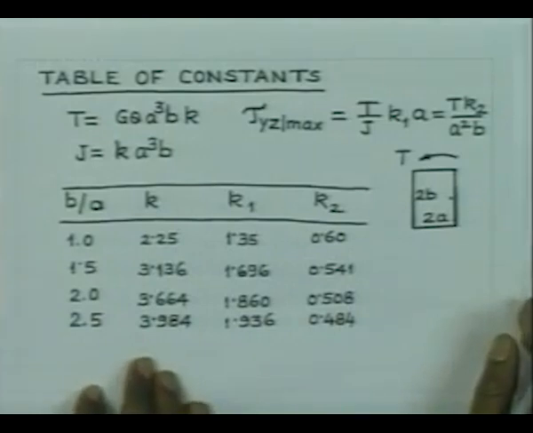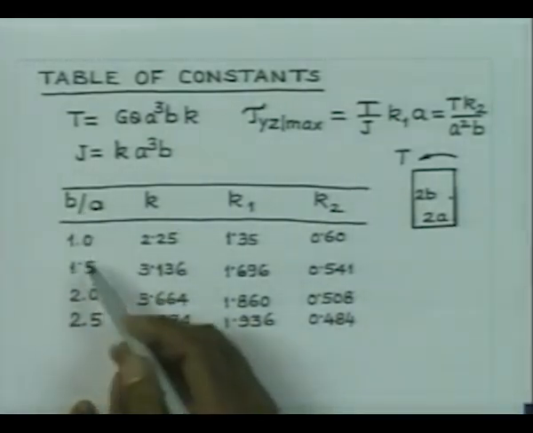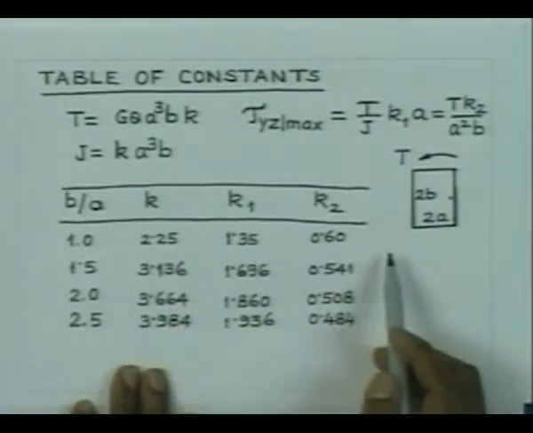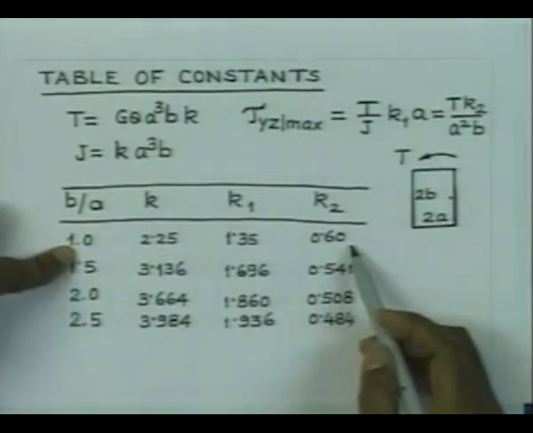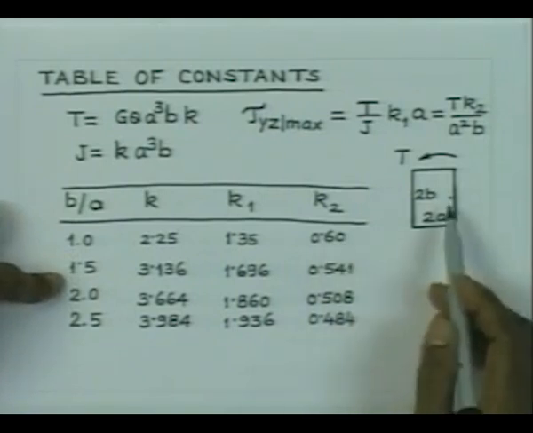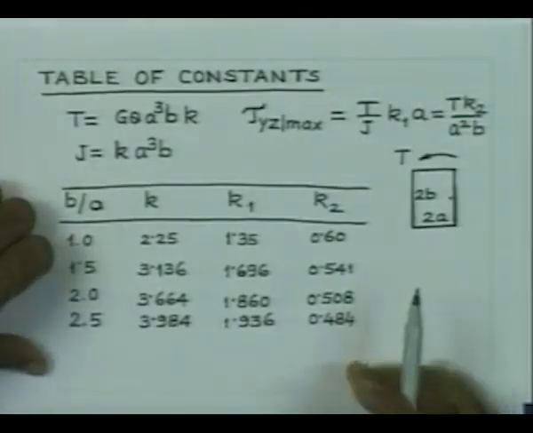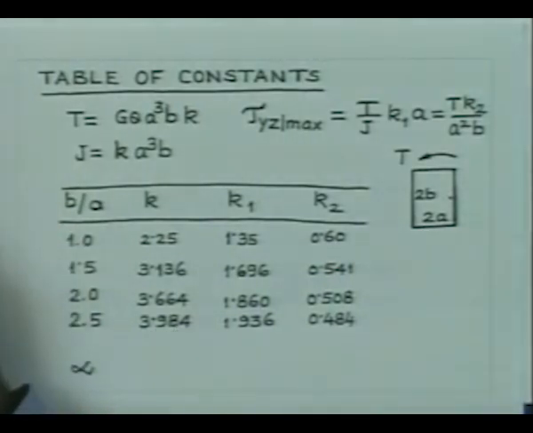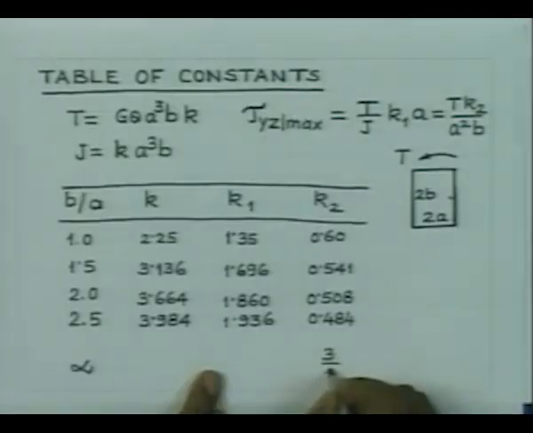For various rectangular cross sections with b by a varying like this, the constants are going to change, which are shown here. So, for b equal to a, this constant k2 is equal to 0.6, and as the section becomes longer in the vertical direction, you are going to get this constant gradually reducing, and for infinity this constant is equal to 3 by 8.